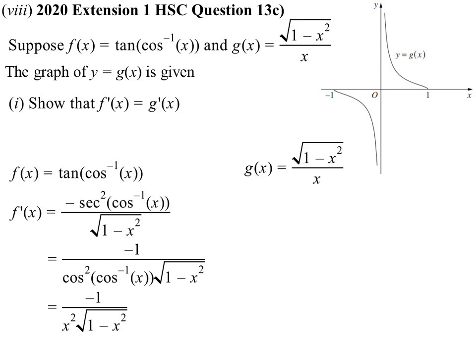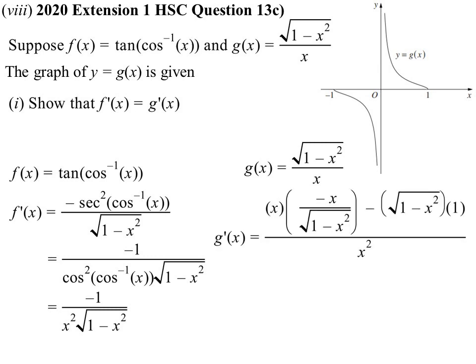Now let's differentiate the other one. Got to use the quotient rule. Square the bottom. Write down the bottom, x, diff the top. Well, the top is the square root of 1 minus x squared, which is 1 minus x squared to the power of a half. Bring down the power, a half. Lower the power, minus a half. Diff the inside, we'll get negative 2x. And so eventually we'll get minus x on the square root of 1 minus x squared.